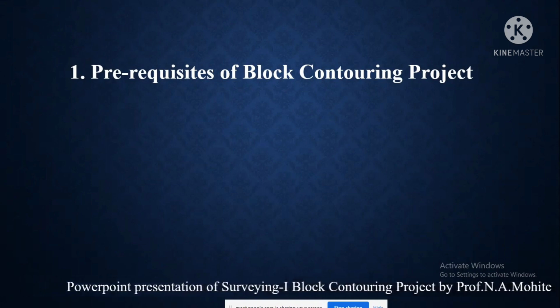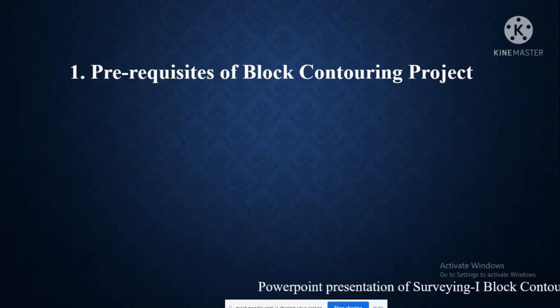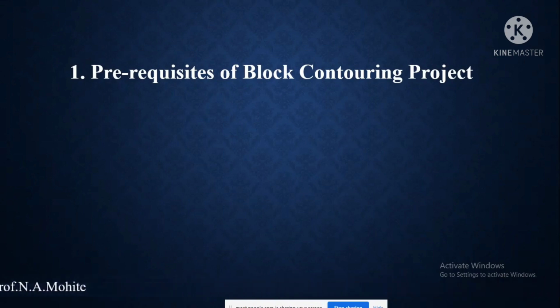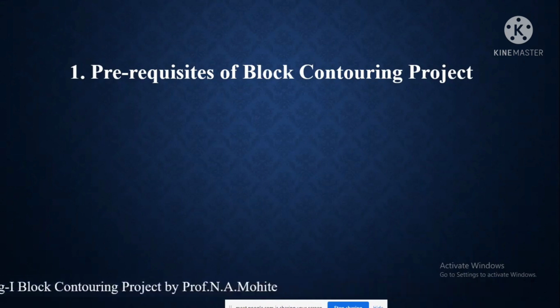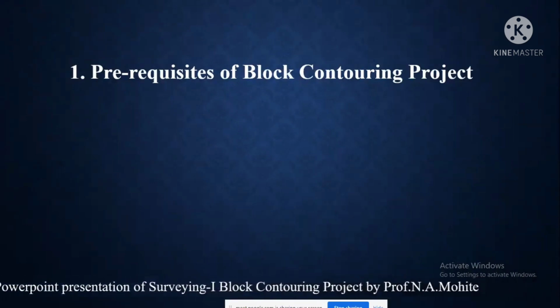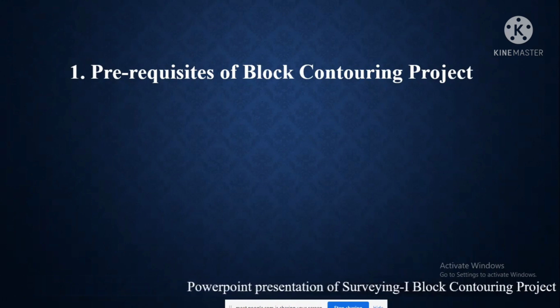Also, the person should know the different terms, such as contour interval and horizontal equivalent, what is the object of conducting this block contouring project, what are the uses of a contour map, and what are the different characteristics of contours. This should be known because after drawing, we should get a rough idea of the project that was conducted, what the nature of the ground is, and whether it matches or not. So that is the prerequisites of the block contouring project.